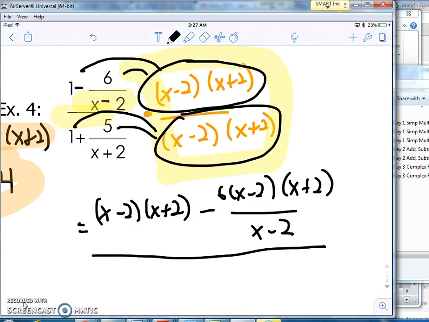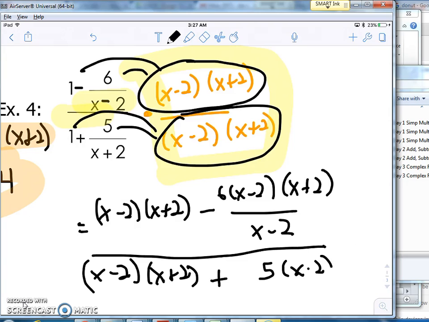And then the whole bottom is going to be, again, 1 times x minus 2, x plus 2, plus 5 times x minus 2, x plus 2, all over x minus 2. And this video is about to end, but we're going to see the reduction real quick. The x minus 2's reduce here. The x minus 2's reduce. Sorry, that should be plus, shouldn't it? The x plus 2's will reduce. And I'll see you on the next video.